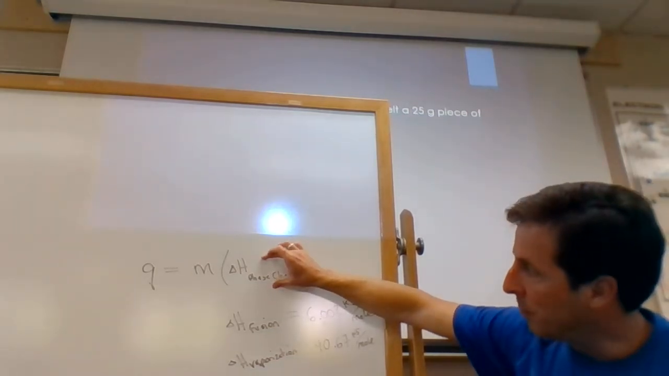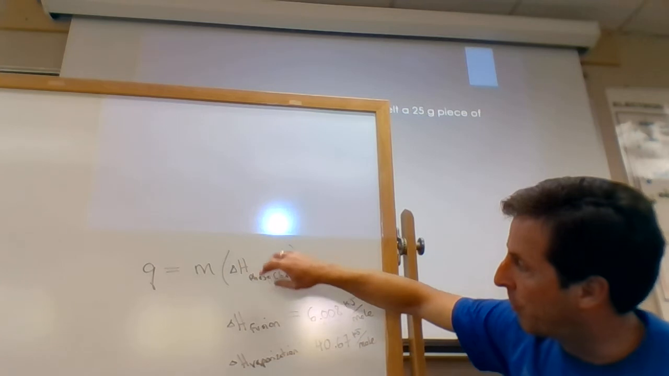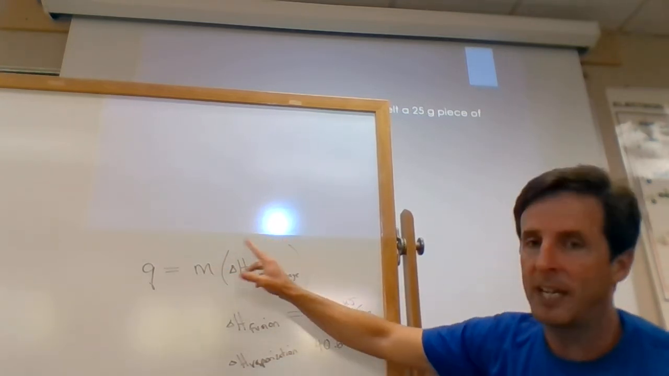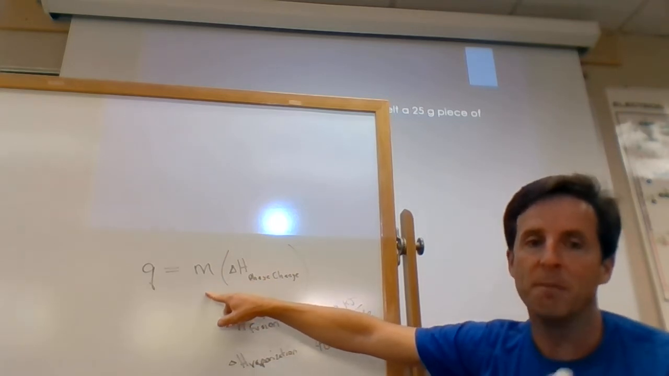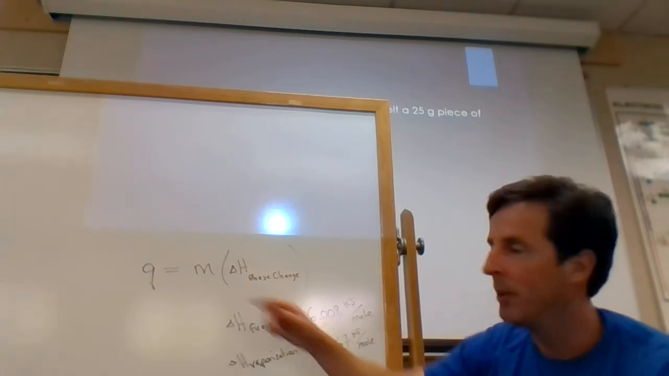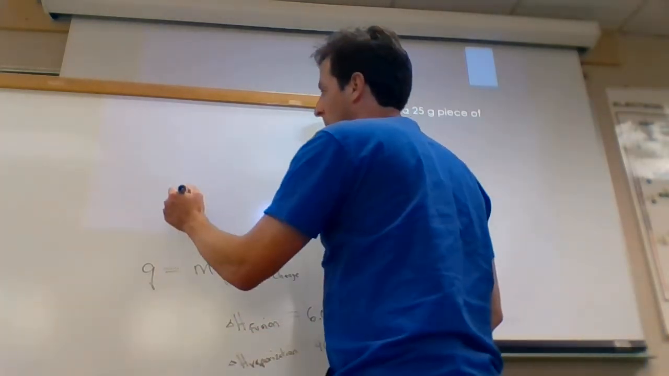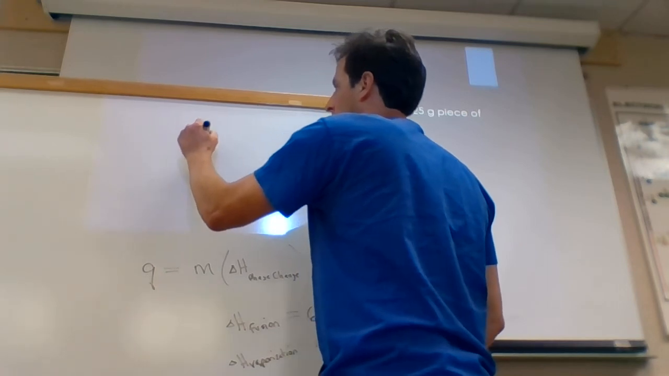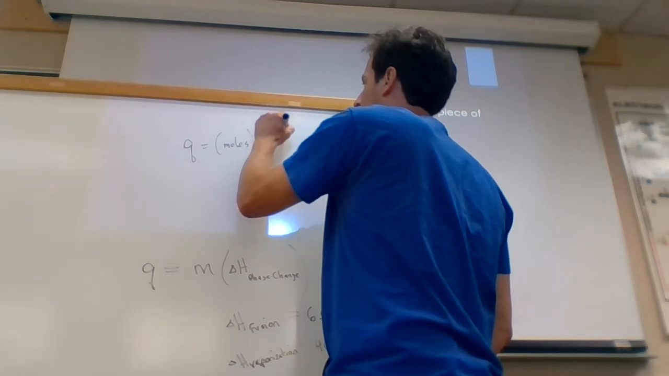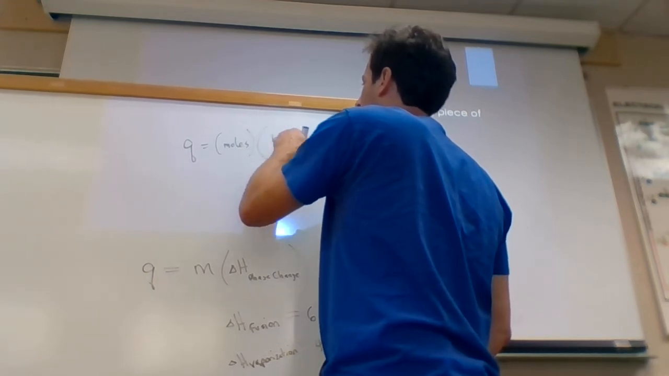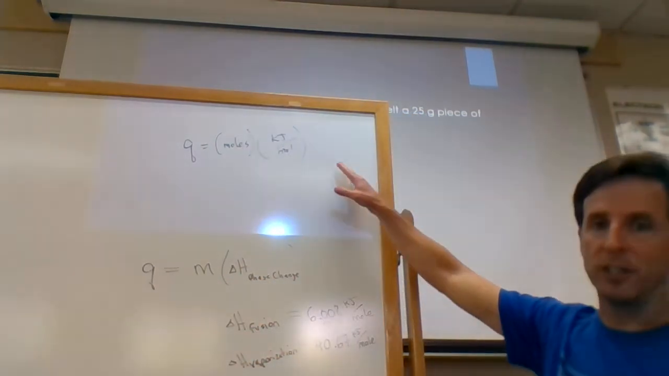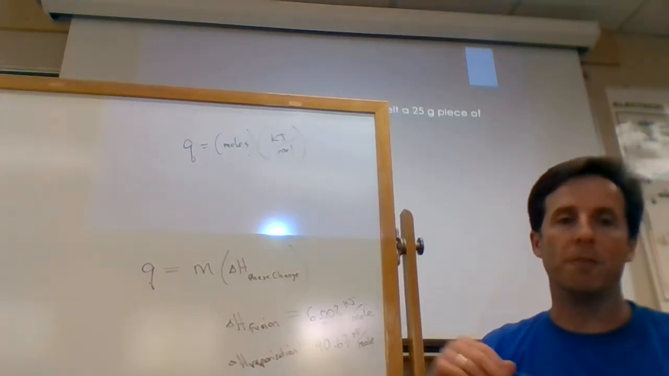But then in front, if I have kilojoules per mole as my delta H value, then that means my M, in order for the units to cancel, the M this time, instead of mass, needs to be moles. Okay? So I'm actually going to have, for Q, the moles times the kilojoules per mole. All right, so that's the equation that I'm going to use if I'm doing a phase change.